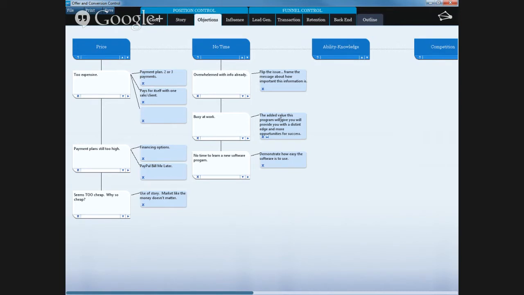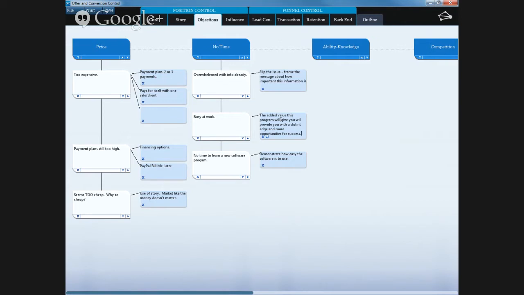I put down busy at work. I was just trying to give an example, but maybe the way we would answer something like that is the added value, and we would say it in our messaging somewhere, the added value that this program will give you will provide you a distinct edge and more opportunities for success. A statement like that sort of trumps the idea that I'm busy at work. This trumps the busyness at work.